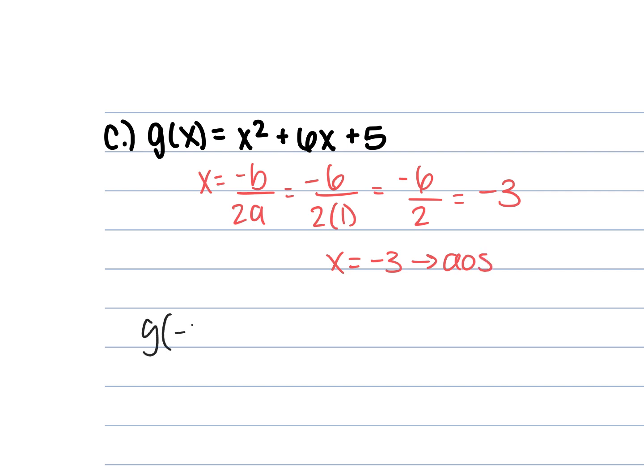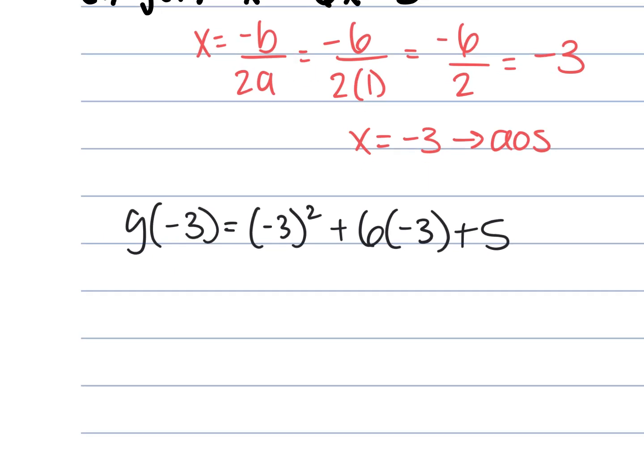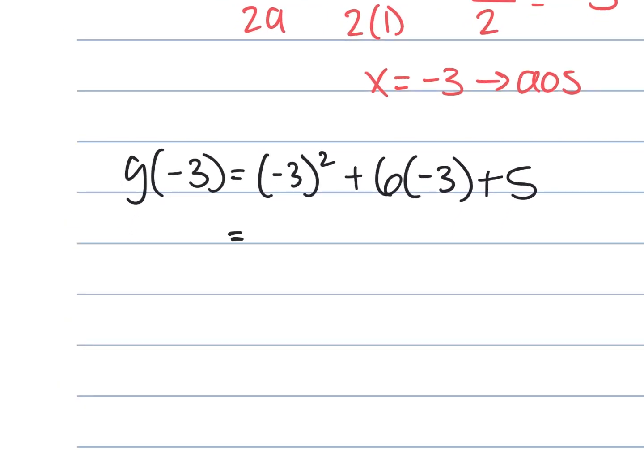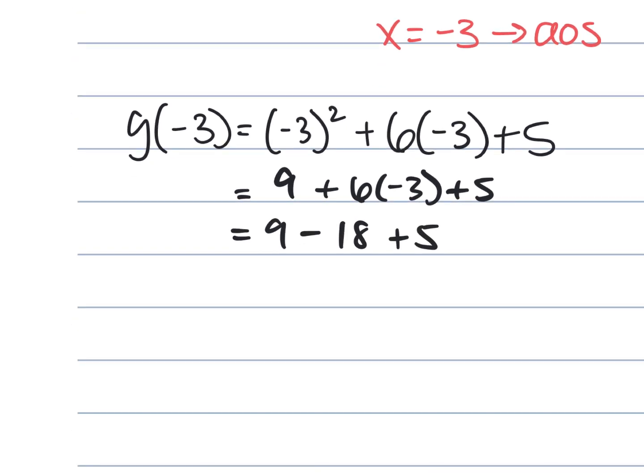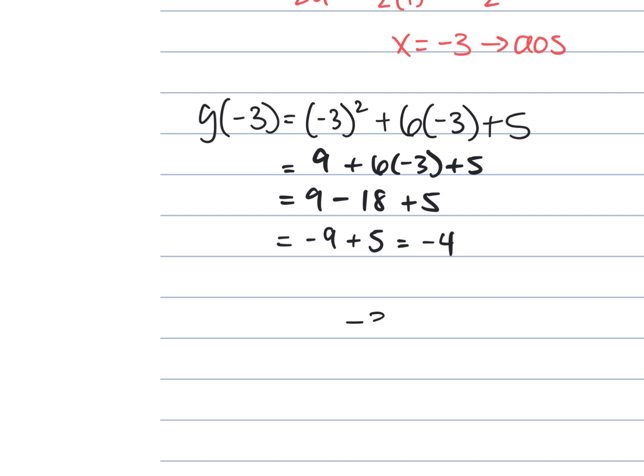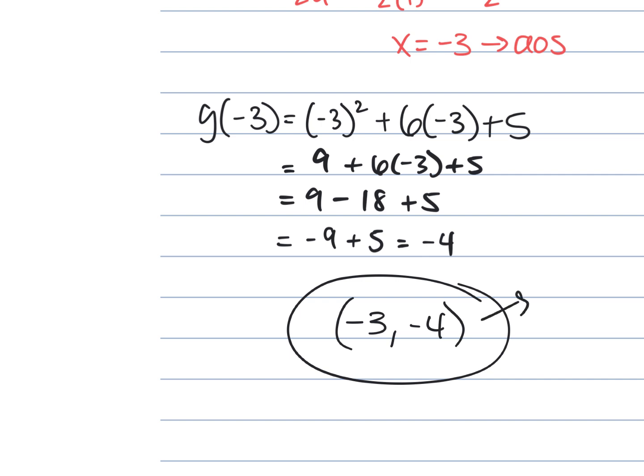Hold on, David's going to take over from here. So g of -3 equals -3 to the second plus 6 times -3 plus 5. What did you do first? He gave me 9 plus 6 times -3 plus 5. Then 9 minus 18 plus 5. Good. Then I subtracted: 9 minus 18 gives you -9. Plus 5 gives you -4. Now you put it all together, you get -3, comma, -4. Guys, clap it up for Salucci and David.